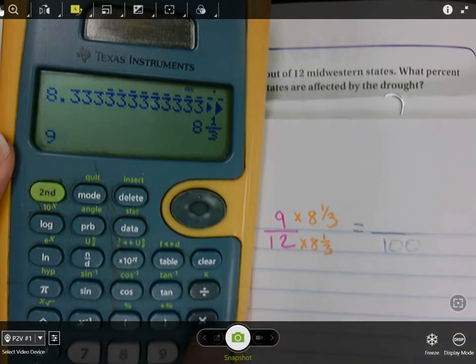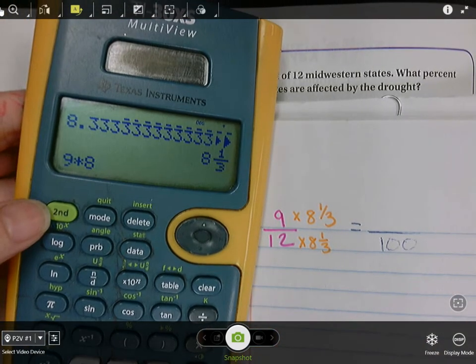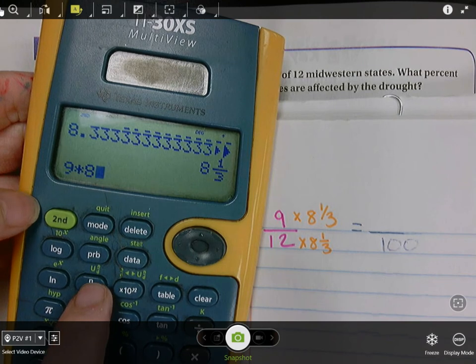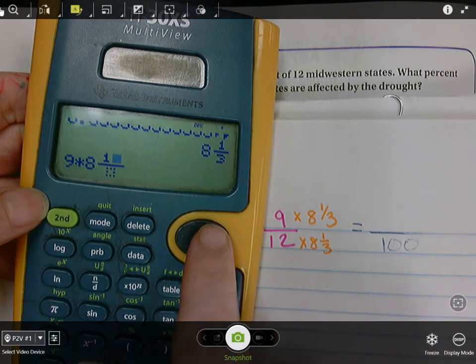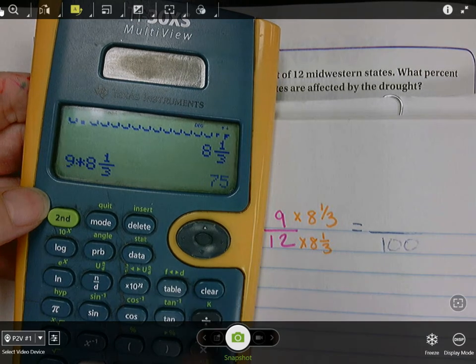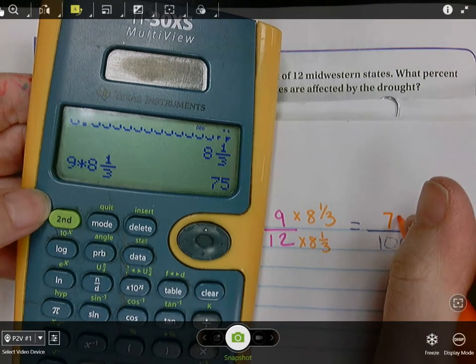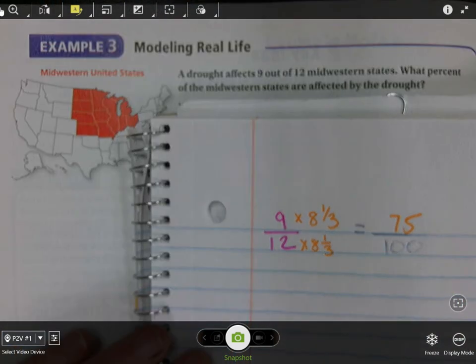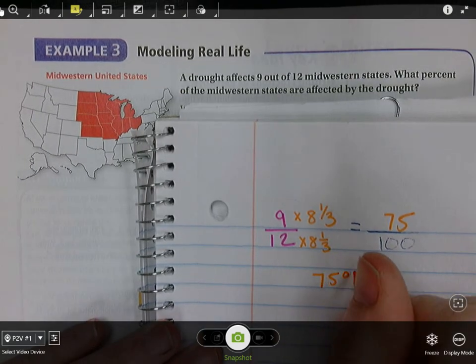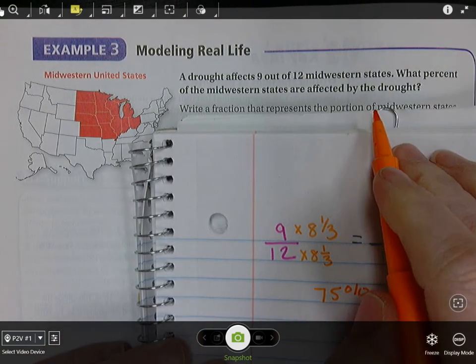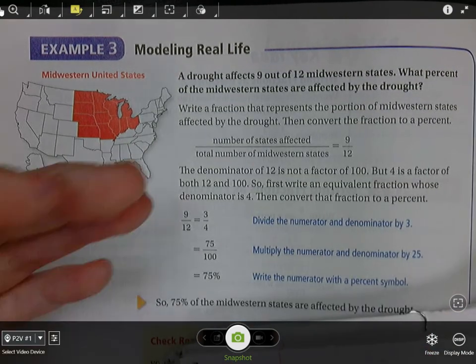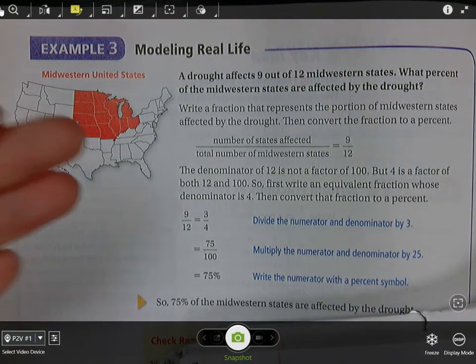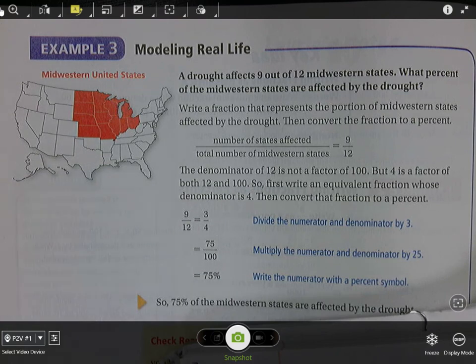Let's just use our calculator. Do 9 times 8, and then to do the mixed number, hit second and this fraction button. You're actually doing the mixed number, so there's 8 1/3, and then hit enter, and that's 75. So that would be 75%. So 75% of the Midwestern states are affected by the drought. That's a high percentage. That's an example of using percentages in a real life scenario.